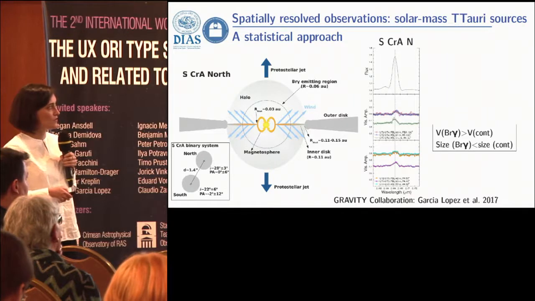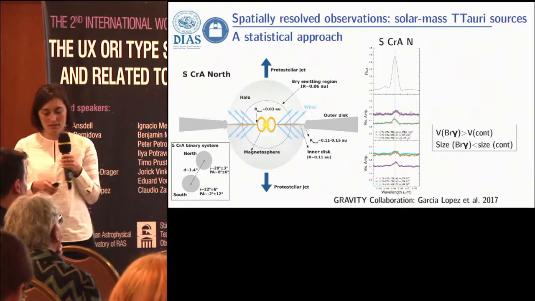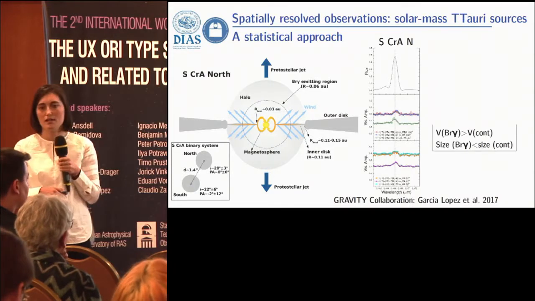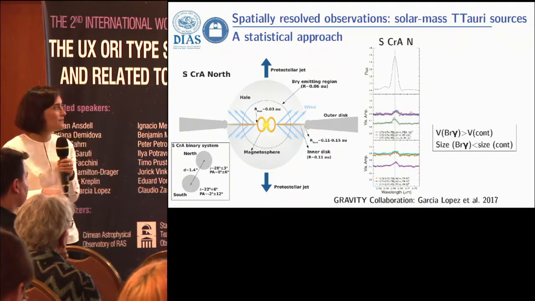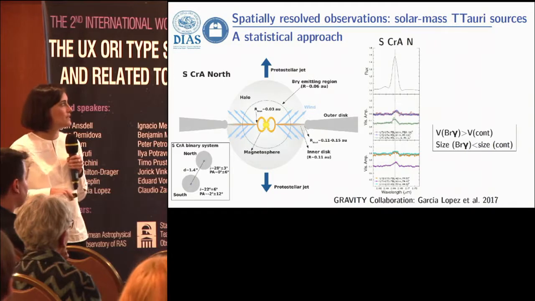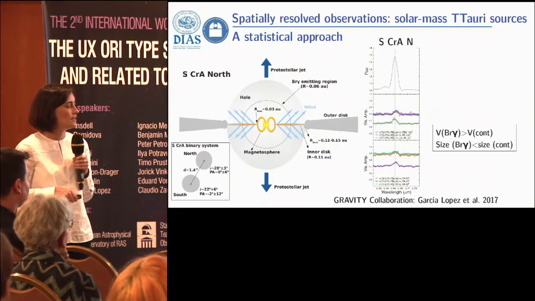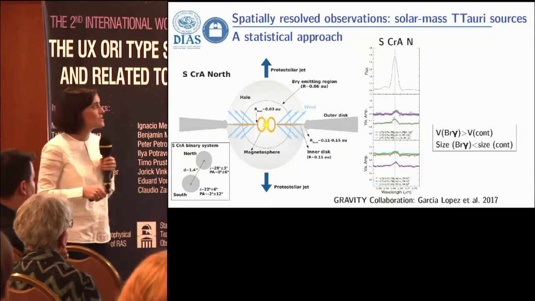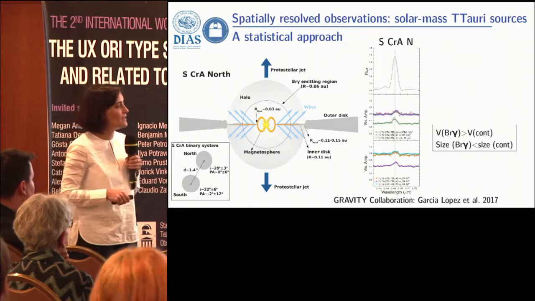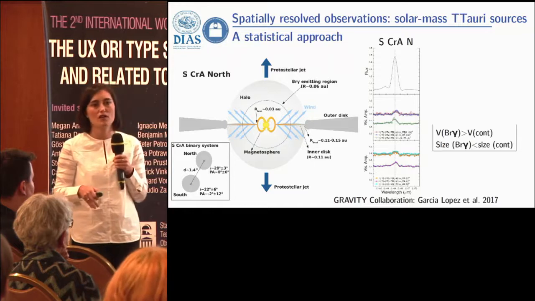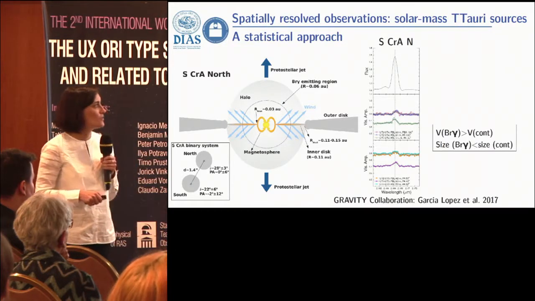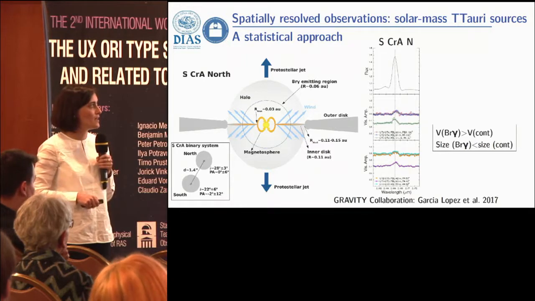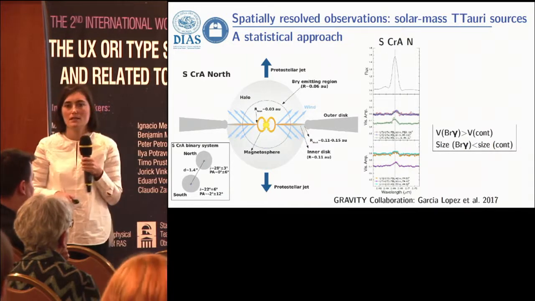We used this first approach on the T Tauri source S CrA North with some commissioning data with GRAVITY. Here I'm just showing you the visibilities. We couldn't detect any large differential phase or closure phase in this source. So here you see the Brackett gamma line and then 6 visibilities because we have 4 telescopes. And what we see, as in the case of the Herbig Be stars that I showed you before, is that the Brackett gamma line comes from a region that is more compact than the continuum.